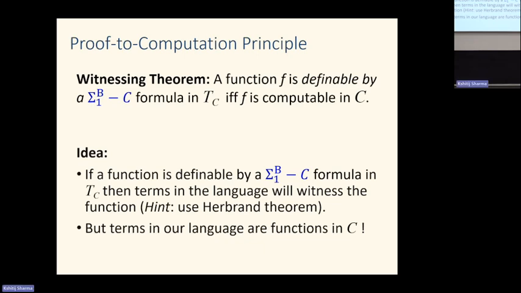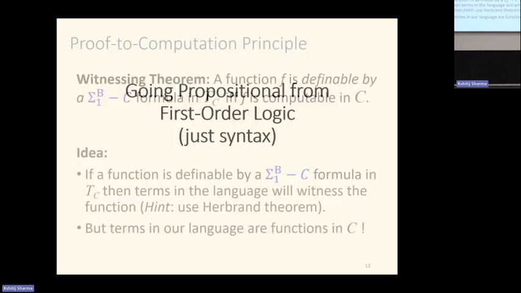But that is the idea of this proof. It's kind of an interesting proof-to-computation principle. It says the following: if a function f is definable by some class of formulas, or a formula in this theory, then actually it is computable in C. And that is the correspondence between these theories, feasible theories, and computational complexity. The idea comes from Herbrand's theorem. It's kind of a syntactic trick, more or less. So I'm not going to go over it. But that is the thing.